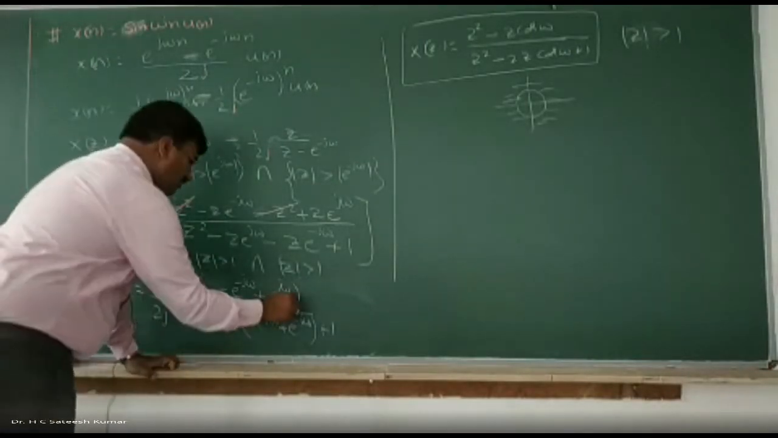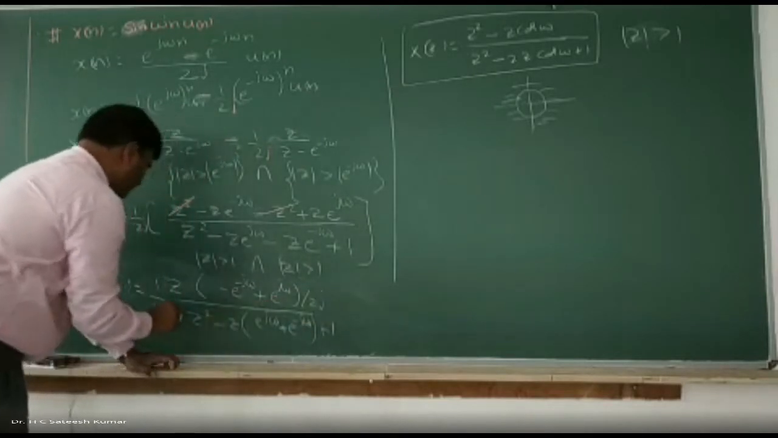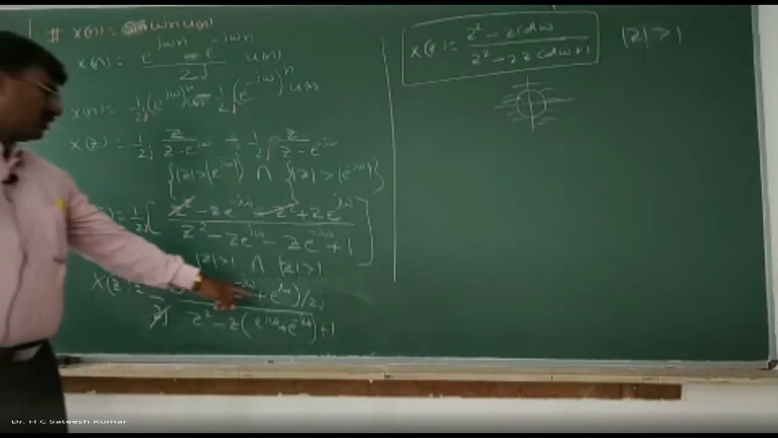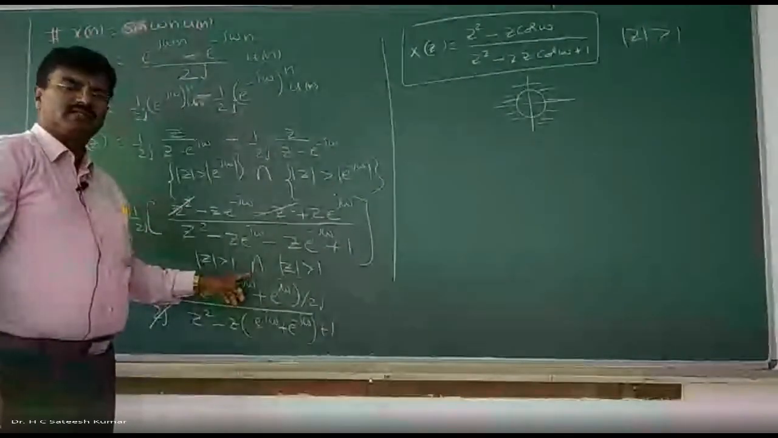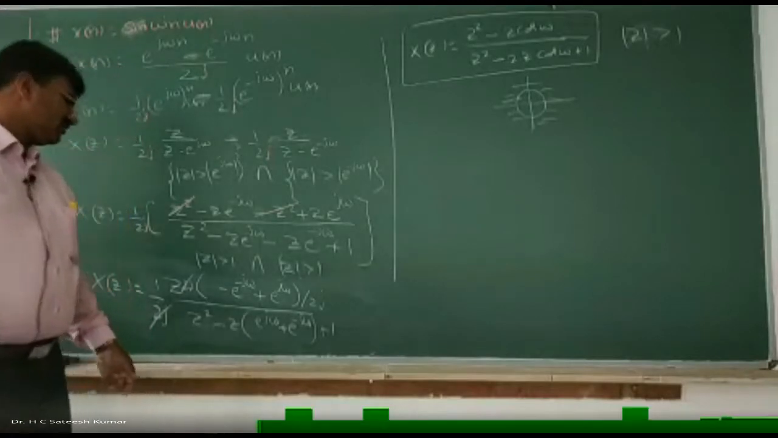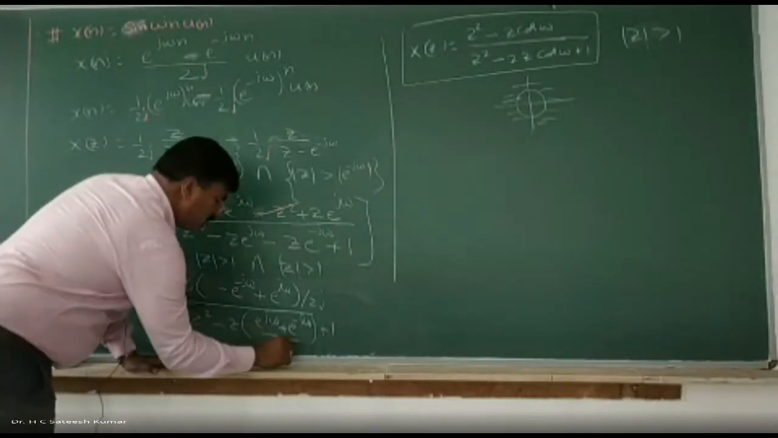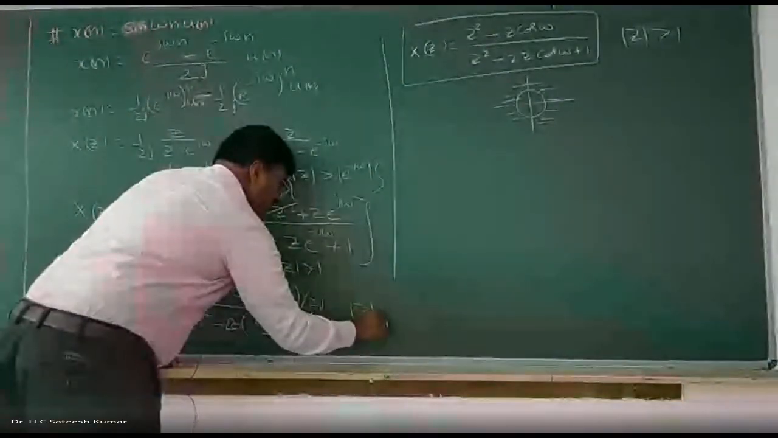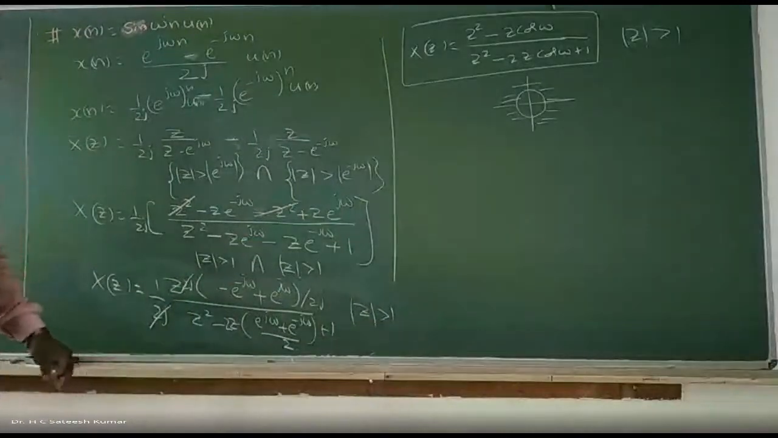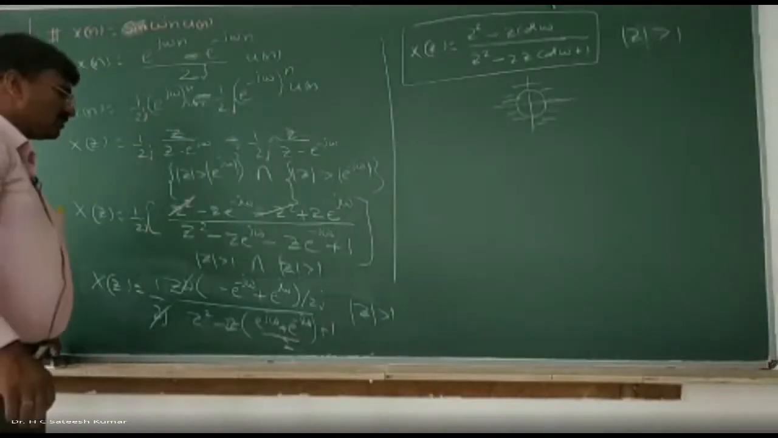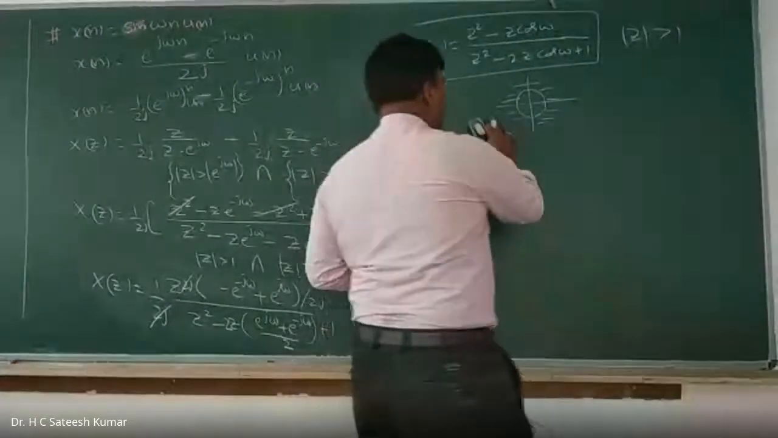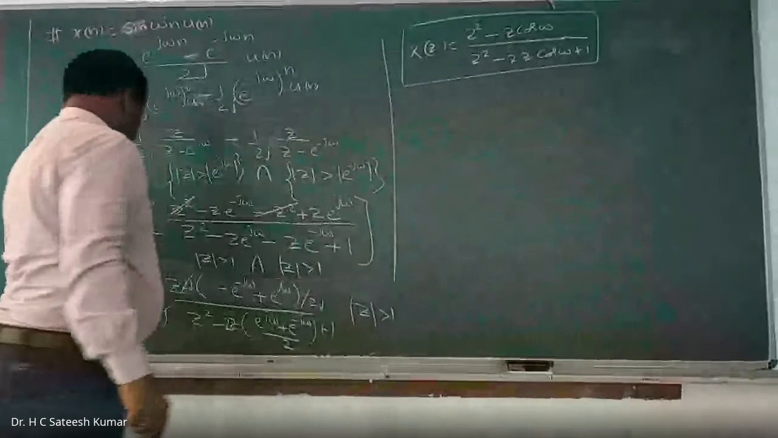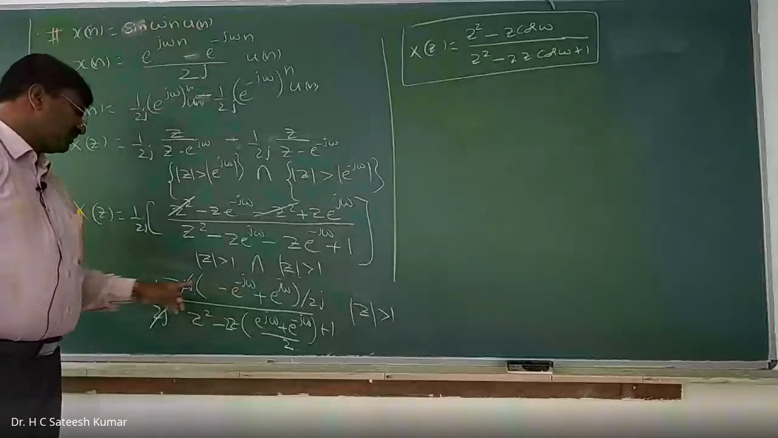Okay, right? Divide by 2j, multiply by 2j. This 2j gets cancelled. e to the power of j theta minus e to the power of minus j theta divided by 2j is nothing but sine. And this also divided by 2, multiply by 2. With ROC, once again same, mod z greater than 1. Intersection of mod z greater than 1 with mod z greater than 1, we will get the same. So therefore, in the numerator, what will you get? z sine omega, you will get.